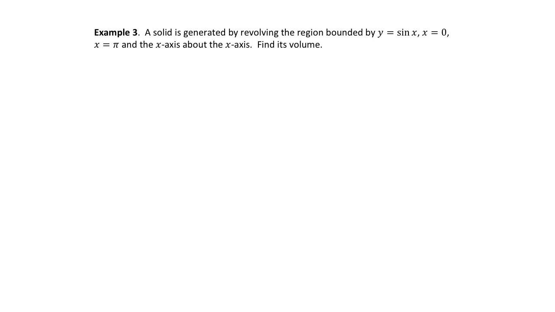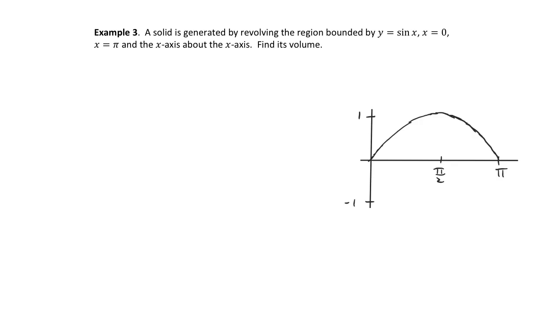Our next example involves a trigonometric function. We're going to take the solid generated by revolving the region bounded by y equals the sine of x, y equals 0, and x equals pi. We're going to revolve that about the x-axis. We also want one of our boundaries to be the x-axis. Here is the graph of our function. Let's shade the region bounded by these things. There is the region that we're going to revolve about the x-axis.